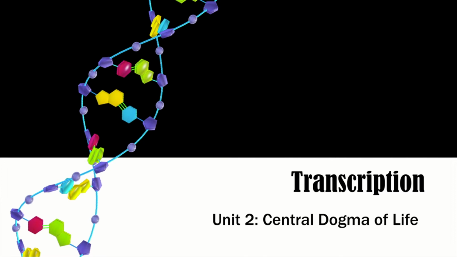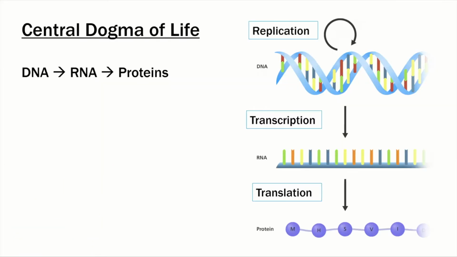All right, students, we are moving into the next lesson in our central dogma unit. In the previous lesson, we talked about how DNA is copied in the process of replication. In this lesson, we're going to talk about how DNA can be transcribed into RNA in the process of transcription. To review here, remember our central dogma of life is DNA to RNA to proteins.